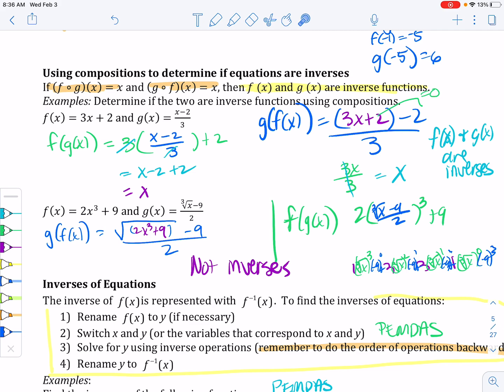So there's nothing that I can do that will make this simplify with the 9 to get to 0. Notice if we take this all over, remember when you cube something, it's the top cubed over the bottom cubed, so this would be over 8, and then you would be timesing that by 2. Well, the 2 and the 8 would reduce down a little bit, but I would still have this whole thing divided by 4 and then plus 9. It's not ever going to get down to x. So they're not inverses. Okay. So that's what we can do with our composition of functions to help us see if two functions are inverses of each other.